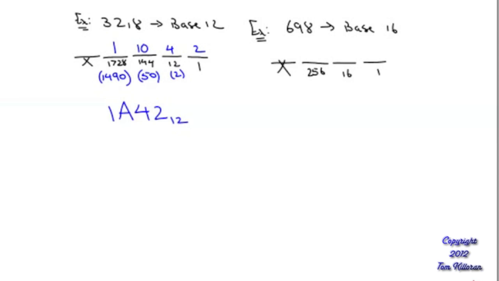So, 256 goes into 698 with a remainder of 186. 16 goes into 186 11 times with a remainder of 10. When you write this down, though, it's got to be 2BA base 16, not raised to the 16. 2BA. I haven't got a place value. There we go.